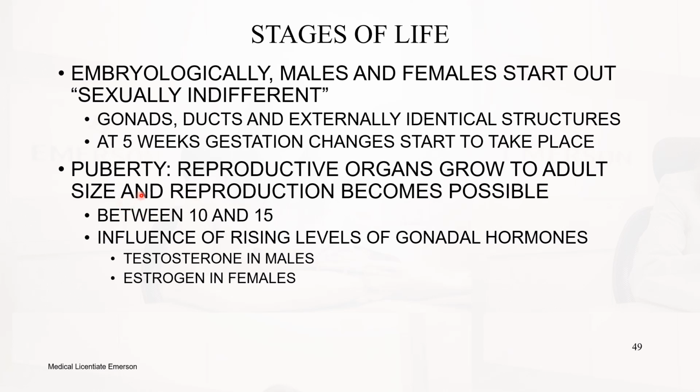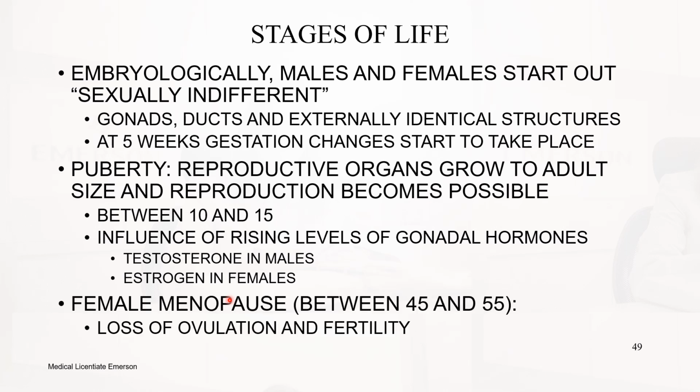Then at puberty, reproductive organs grow to adult size and reproduction becomes possible, which is between 10 and 15. The influence of rising levels of gonadal hormones, such as testosterone in males and estrogen in females, adds more difference. Then what we call the female menopause occurs between 45 to 55 years, with the loss of ovulation and fertility.